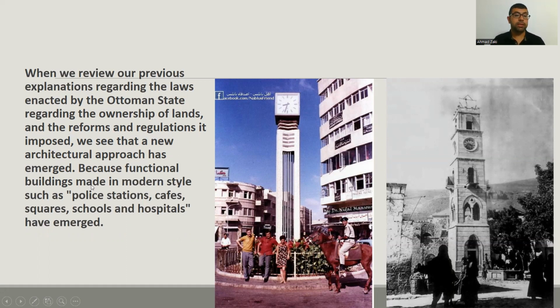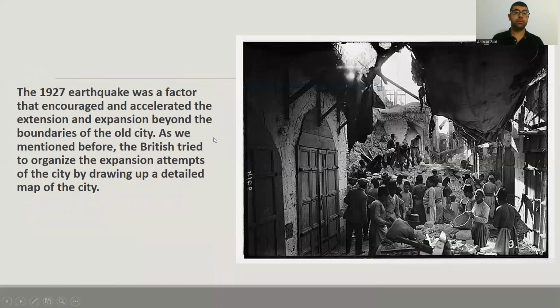Because functional buildings made in modern style such as police stations, cafes, squares, schools, and hospitals have emerged. When we look at these two photos, we will understand the era it appeared in. The right one is showing the Ottoman Empire era. The second one is showing the Jordanian administration in Nablus.